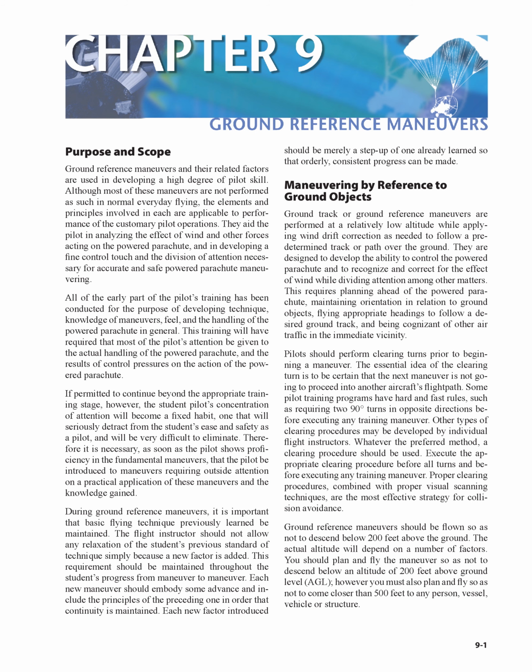Each new maneuver should embody some advance and include the principles of the preceding one in order that continuity is maintained. Each new factor introduced should be merely a step up of one already learned so that orderly, consistent progress can be made. Maneuvering by reference to ground objects. Ground track or ground reference maneuvers are performed at a relatively low altitude while applying wind drift correction as needed to follow a predetermined track or path over the ground.